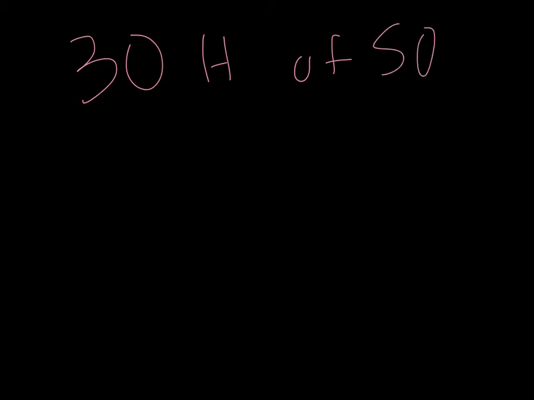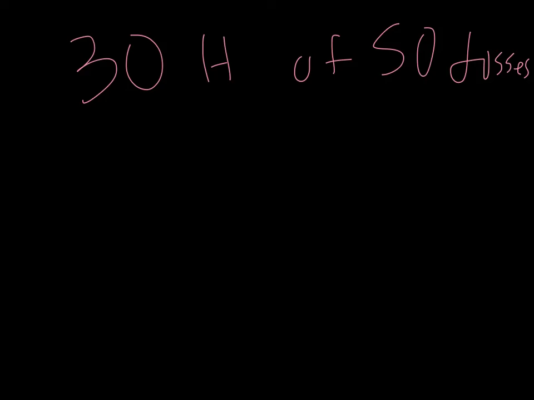But let's say I were to toss a coin a bunch of times and see how many times I got heads. So let's say I tossed the coin 50 times, and 30 of those times were heads out of 50. So 30 heads of 50 tosses. Make sense?